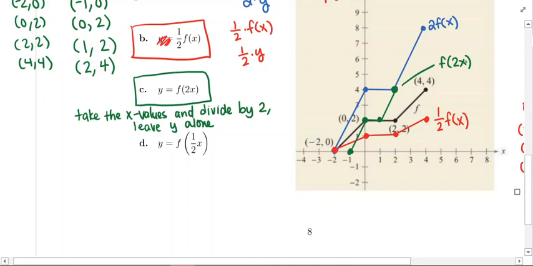Okay, all right. So if you compare the green graph to the black graph, you can see that this was a horizontal compression. We have smushed this thing in the x direction. So I'm going to go ahead and call this a horizontal compression.